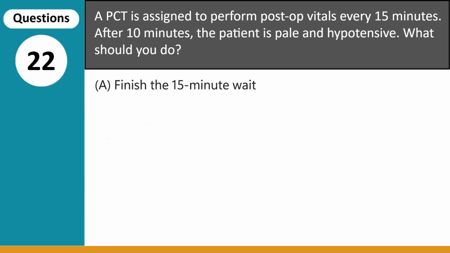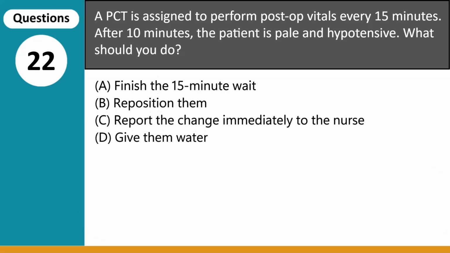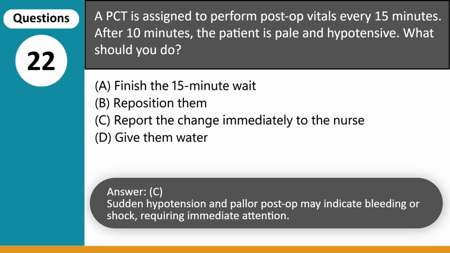A PCT is assigned to perform post-op vitals every 15 minutes. After 10 minutes, the patient is pale and hypotensive. What should you do? A. Finish the 15-minute wait. B. Reposition them. C. Report the change immediately to the nurse. D. Give them water. Answer: C. Sudden hypotension and pallor post-op may indicate bleeding or shock, requiring immediate attention.